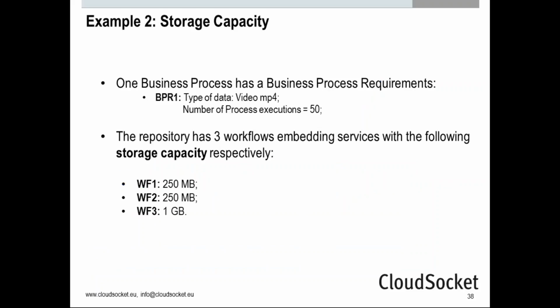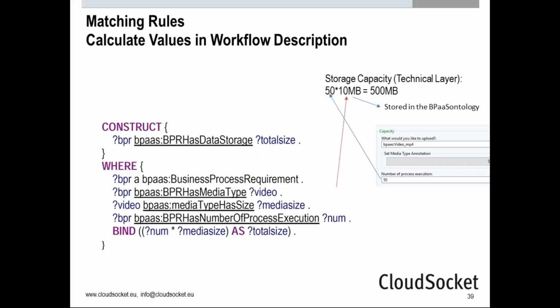And then we can also look at the second example. This is the storage capacity. Here we have as a requirement that we want to store videos, and we have 5 process executions for storing the videos. For the capacity of the workflow descriptions, we have the capacity given in megabytes: 2 workflows with 250 megabytes and 1 workflow with 1 gigabyte. Again, we make the mapping and calculate the storage requirements for the videos. We can say we have 50 videos. Each video has 10 megabytes. This is a value that we get from the ontology. And we see that the requirement would be 500 megabytes.